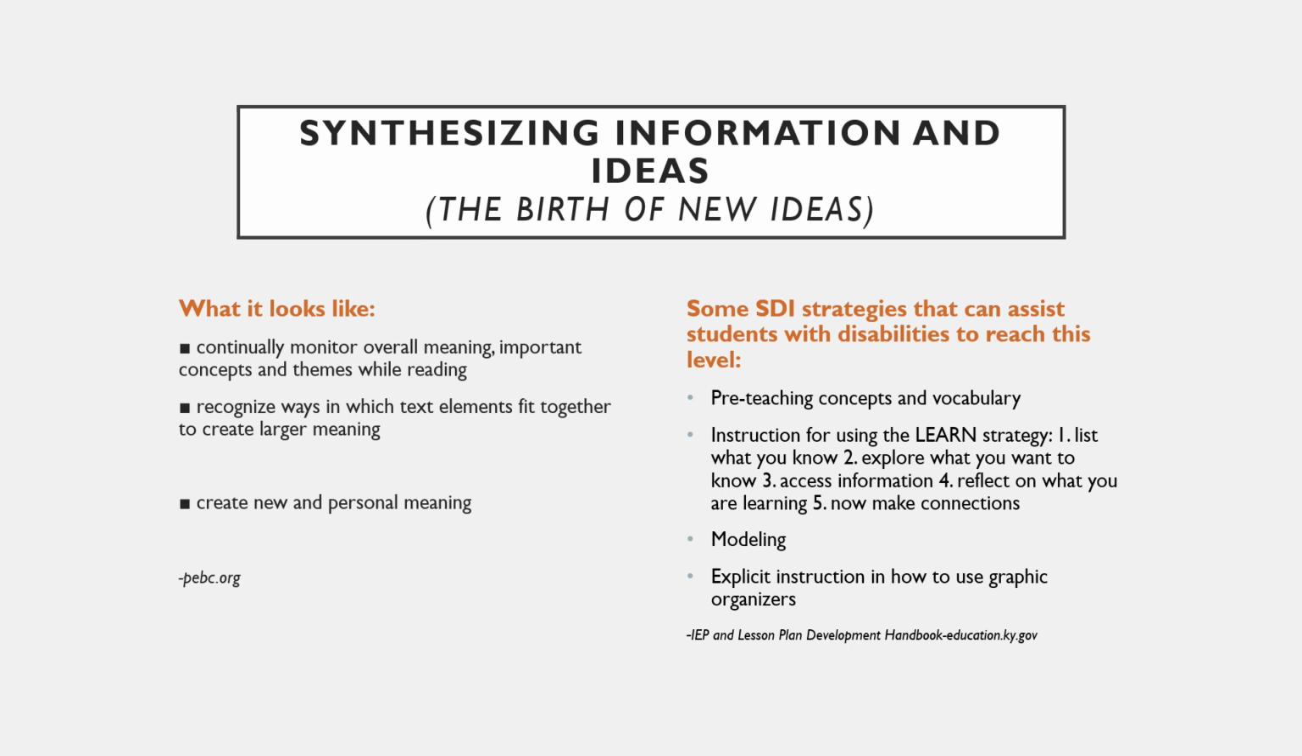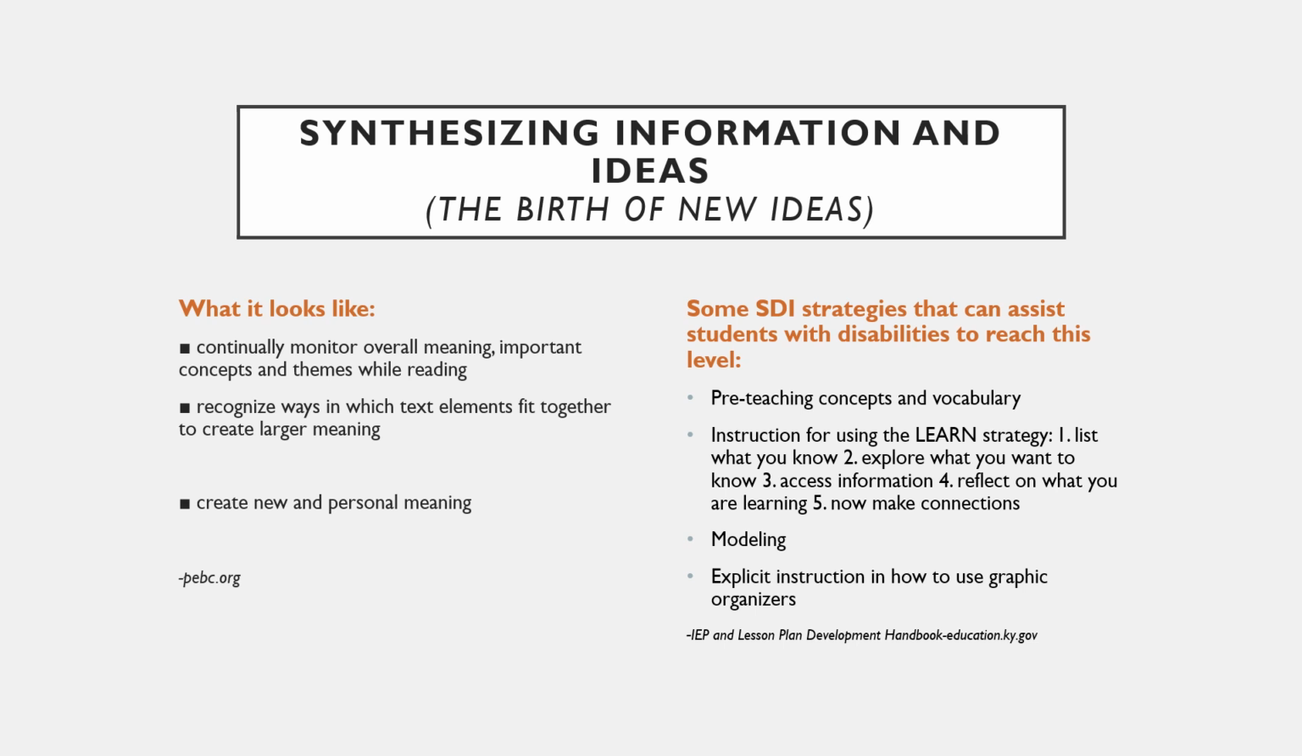The last strategy is synthesizing. This refers to students noticing how their understanding evolves and changes. So what does that look like? Well, they can continually monitor overall meaning, important concepts and themes while they read. They recognize ways in which text elements fit together to create that larger meaning, and then they can create new and personal meaning as well.